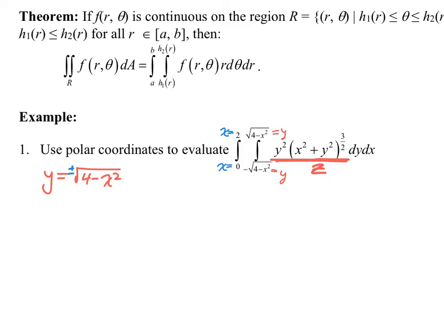Now, if you recognize that as a circle immediately, great. If not, square both sides. Y squared is equal to 4 minus x squared. Add x squared to both sides. X squared plus y squared is equal to 4.